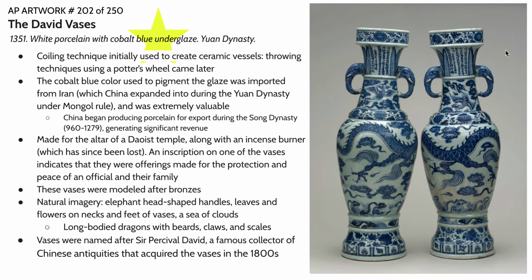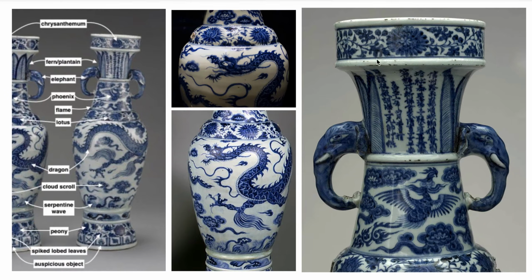These particular pieces were made for the altar of a Taoist temple, and they also included an incense burner, which has unfortunately since been lost. There's an inscription on the vases that indicates they were offerings made for the protection and peace of an official and their family, essentially. The inscription is included right here, and it's on both vases.